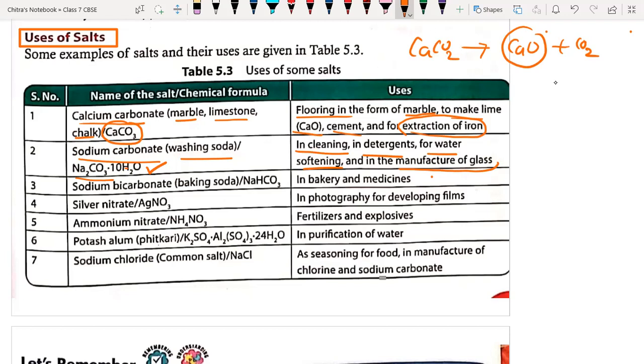Third is sodium bicarbonate. It is also called baking soda. It is used in bakery and in medicine. Number 4, silver nitrate. Where is it being used? It is used in photography for developing film.